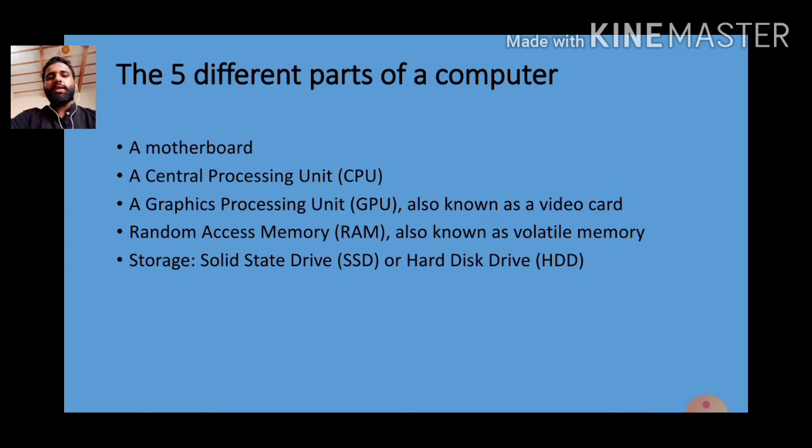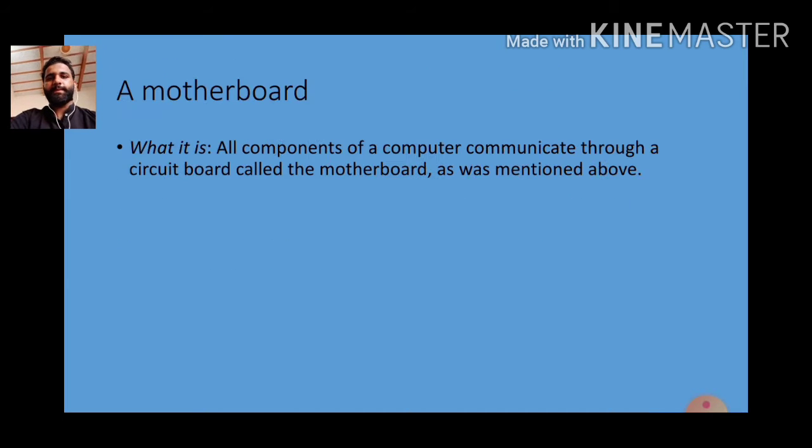The first one is the motherboard and the central processing unit. We can call it a CPU. The graphics processing unit, GPU, also known as the video card. Random access memory, RAM, also known as volatile memory. Storage: solid state drive, SSD, or hard disk drive, HDD.